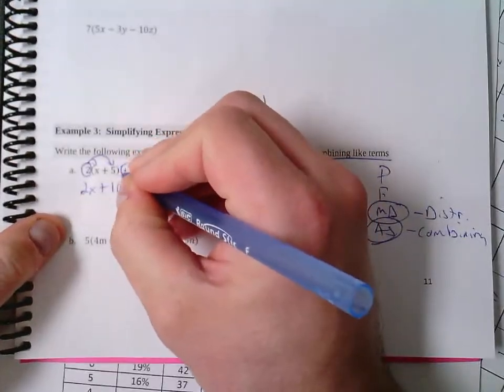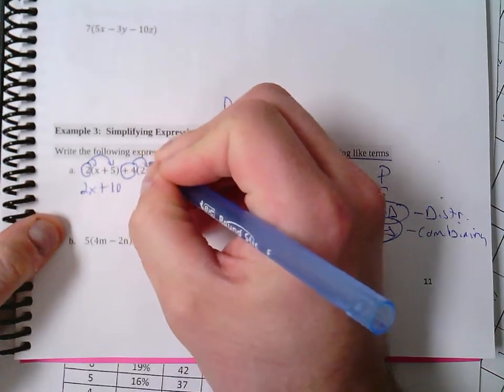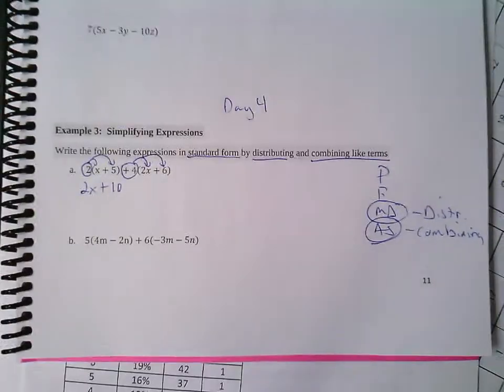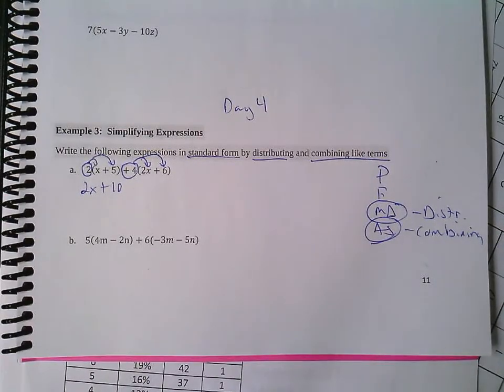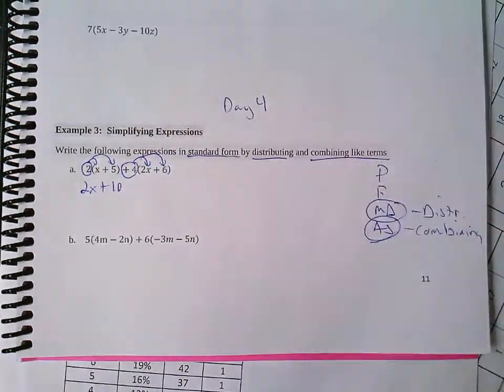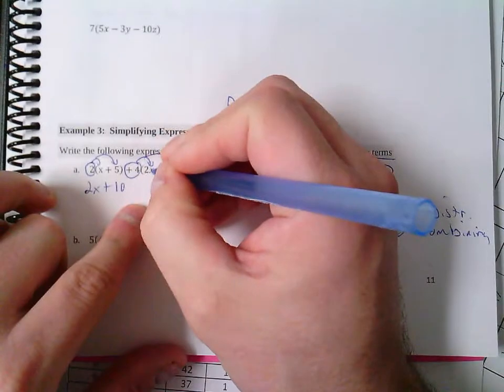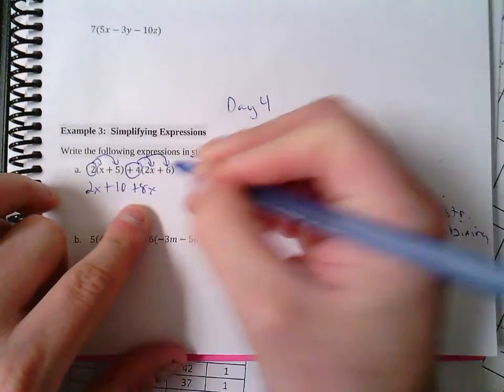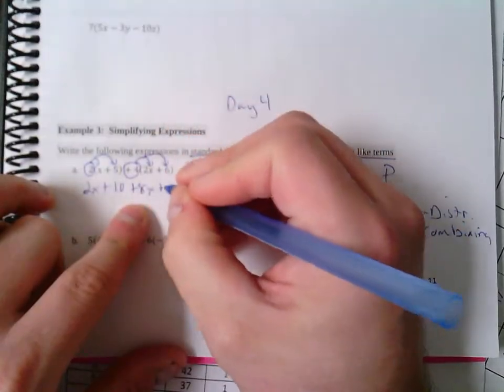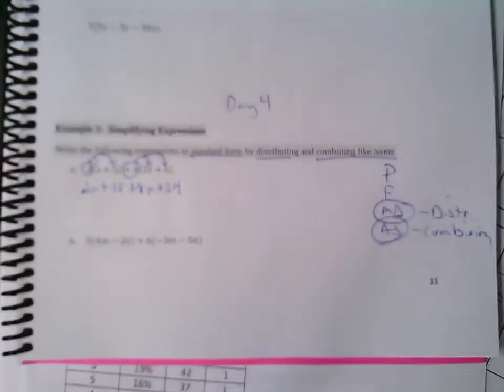For this one, it's a 4. Notice I circled the positive. That's going to come into play a little bit later on, not so much in this lesson, but when we start dealing with negatives in front. So we have 4 2x's, which would be 8x, and we have 4 6's, which would be 24.